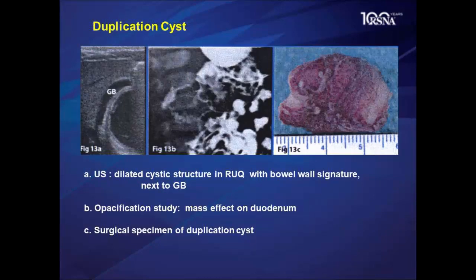Another case of duplication cyst, typical location near the pyloric, and then the bowel wall signature. At this point, a contrast study was done, and one would be impressed by the mass effect that we have at the pancreas. It's not the pancreatic mass that one would see in adults, but in this case, the duplication cyst operated on.